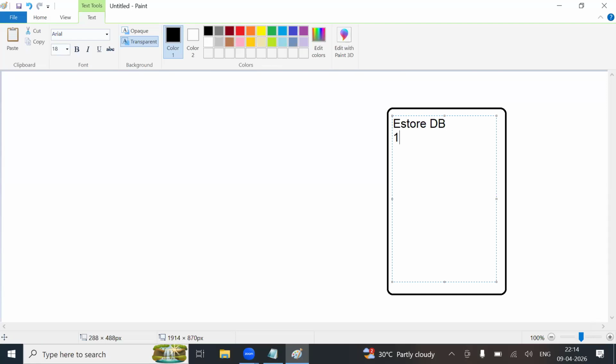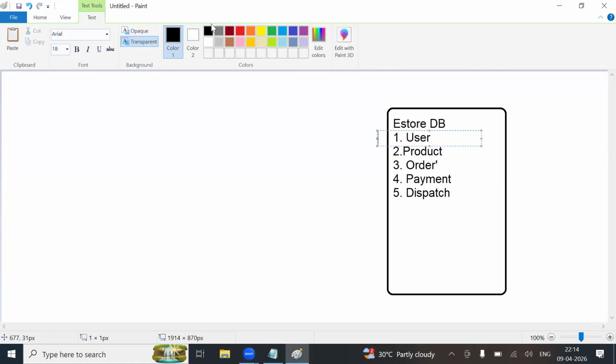In this DB, I have a user table, a product table, an order table, a payment table, and a dispatch table. Something like this. Clear? So how many tables do I have in a single database? 5 tables. Okay. So 5 tables in this database.